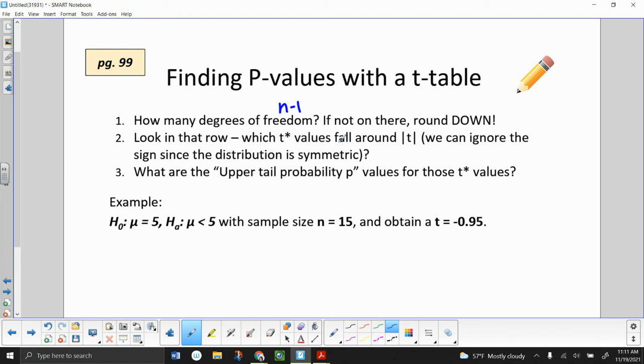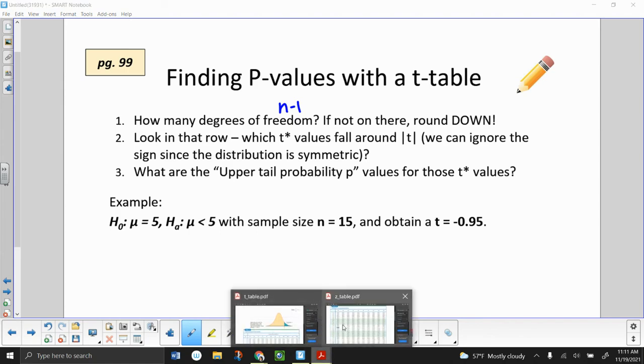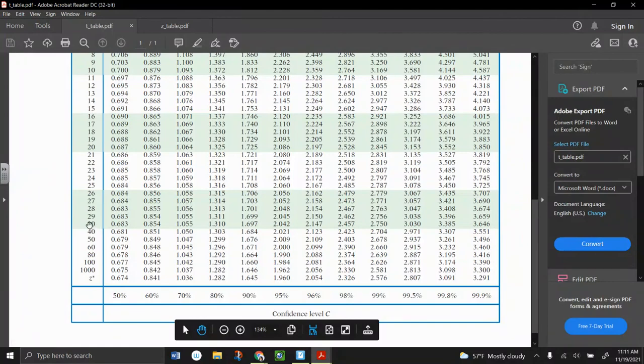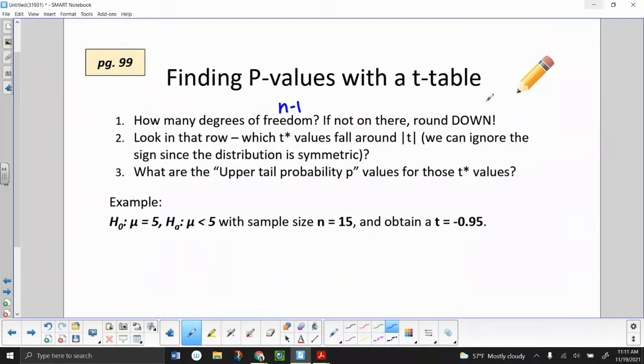So for instance, if you say that there's 35 degrees of freedom, 35 is not on here, so we would use 30 in that case. Okay, then what we're going to do is look in that row to see which t star values fall around our value of t.